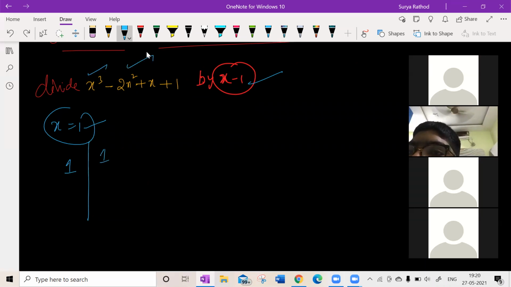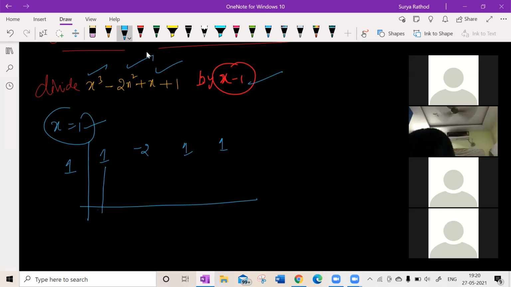What is the coefficient of x square? Minus 2. What is the coefficient of x? 1. What is the constant? 1. And look at this here. Let me draw this line. Clear?